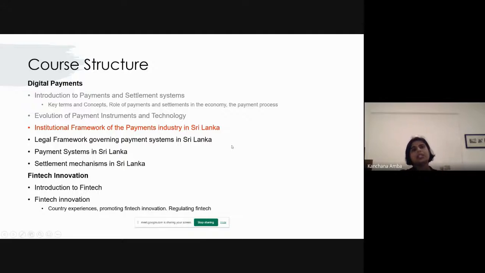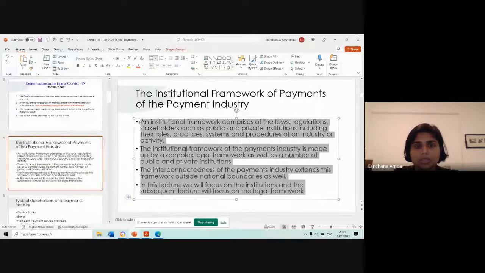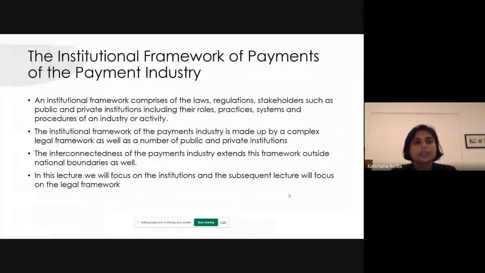So the institutional framework is basically the institutions that all add up in a payment infrastructure. The definition of payment infrastructure also includes the institutional framework. So when we say infrastructure, it's not just the technological infrastructure, it's also the institutional and the legal infrastructure, right? Same goes for the institutional framework. I have used a very big font here. Let me make it a little smaller. The institutional framework comprises laws, regulations, all the stakeholders, public and private institutions, including their roles, practices, systems and procedures. All of that falls into what is considered an institution, right?